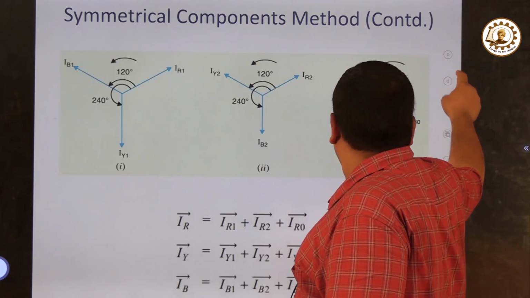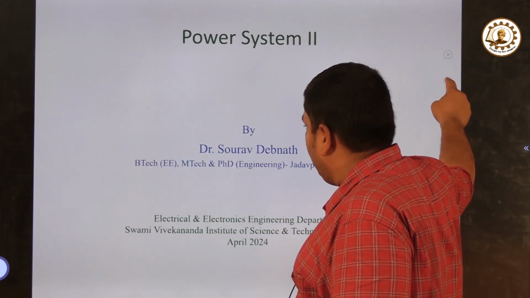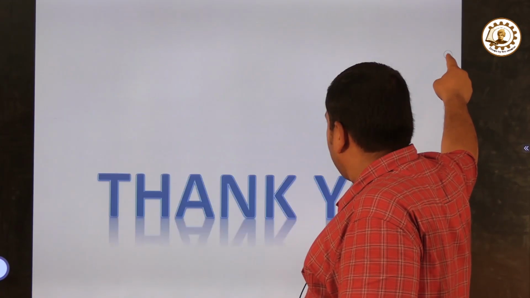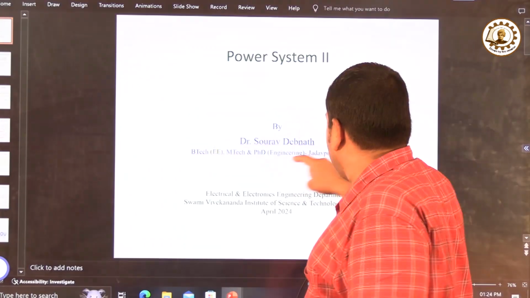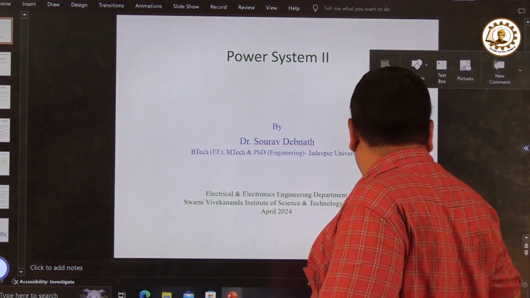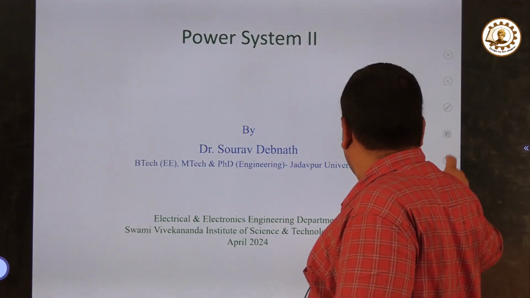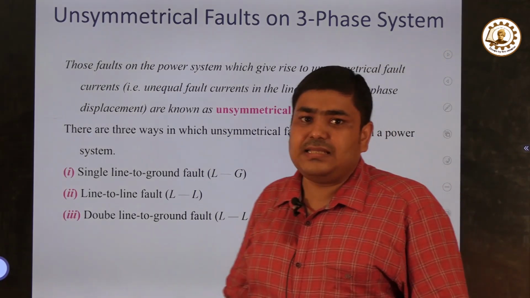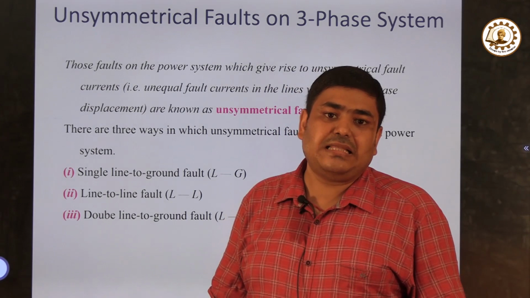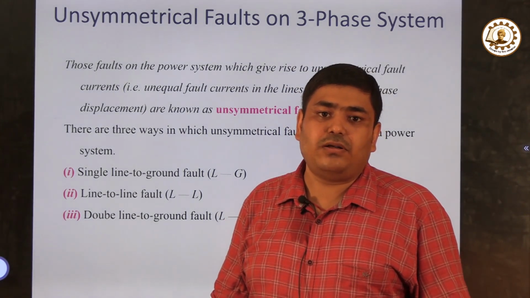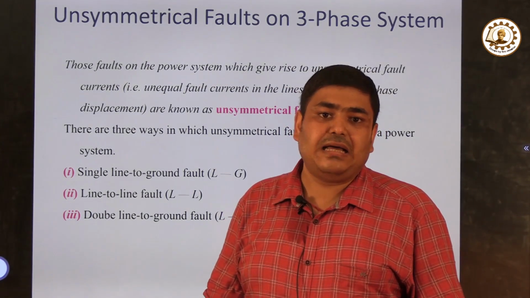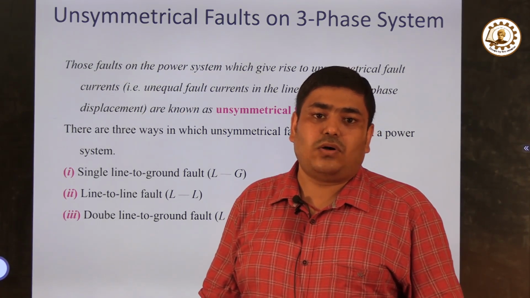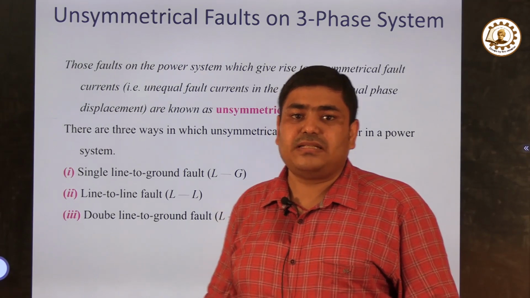Now let us go to the example of unsymmetrical fault. A single line to ground fault is an example of unsymmetrical fault, or a double line fault is an unsymmetrical fault, or a double line to ground fault is also classified as an unsymmetrical fault.